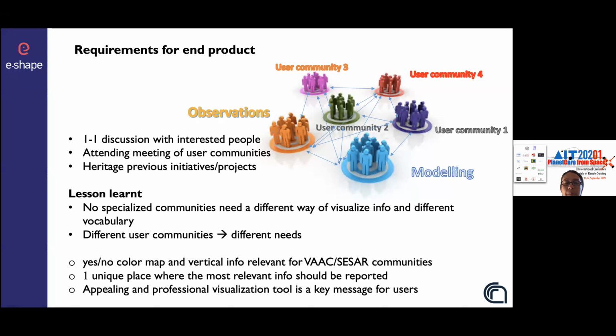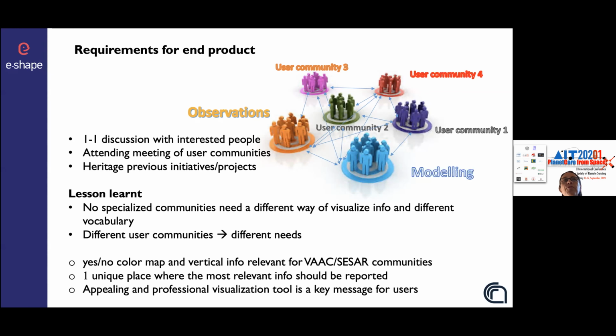An important point is that, for example, our color maps are typically not really efficient because we have a gradation of colors and many different colors, while something like yes, there is a hazard, no, there is no hazard, a color map very easy to understand, is much more efficient.